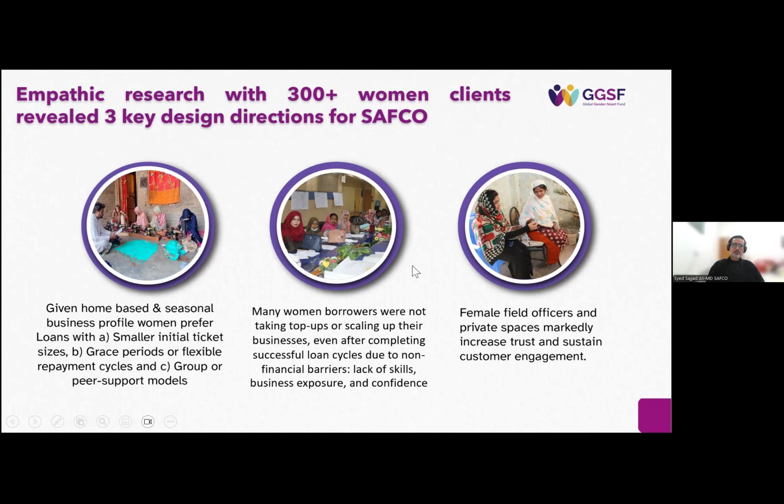And with many women borrowers, we observed that they are just receiving a loan, repaying, and not growing their businesses so far. So we realized that there should be skill processes for women, so they can be engaged and get access to finance along with skill development accordingly.